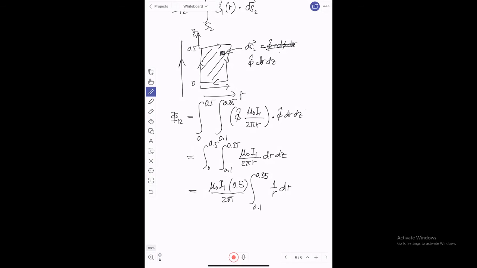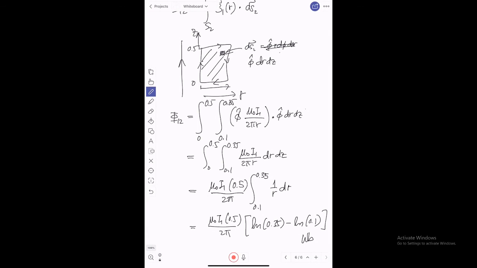We can substitute the value in here, times 0.5 divided by 2 pi. That is nothing but the natural log of 0.35 minus the natural log of 0.1. And that's it. Once you know I1, you put it in here, and this gives you the flux in Weber.